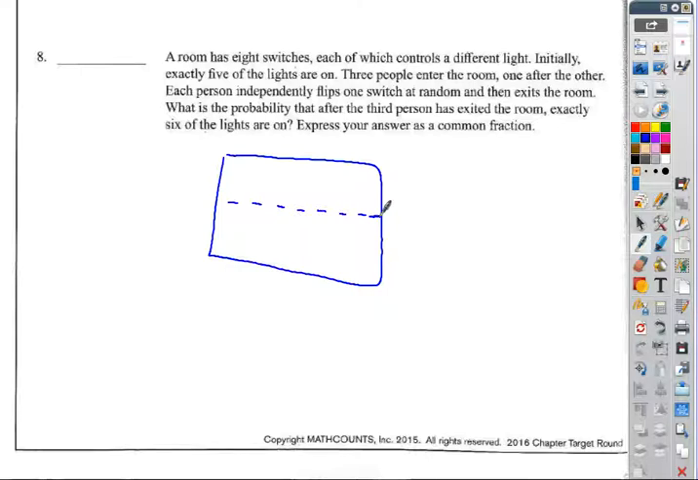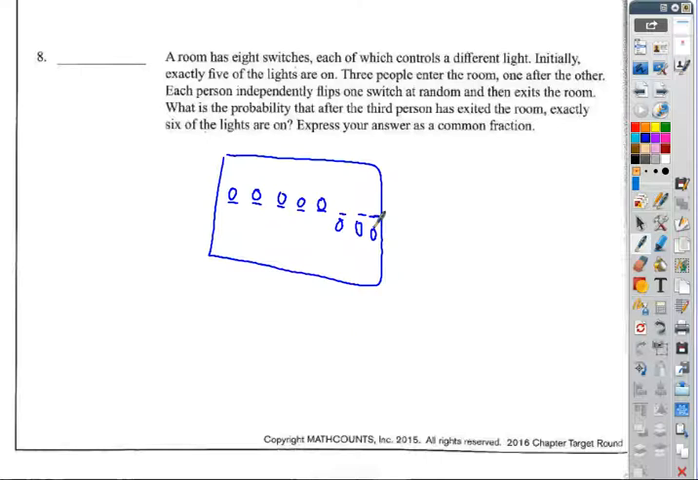Initially, exactly 5 of the lights are on. All right, so let's draw that out. 1, 2, 3, 4, 5 are on. Okay? 3 people enter the room, one after another. Each person independently flips one switch at random and then exits the room. All right, so let's draw it. The remaining 3 are off. All right? So, let's keep reading from there.